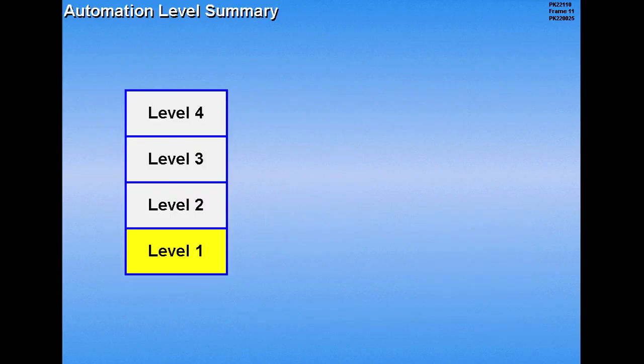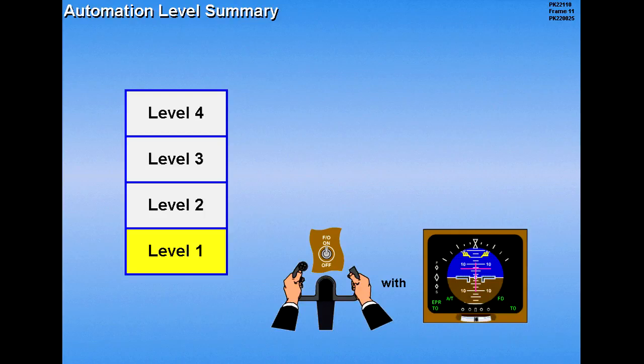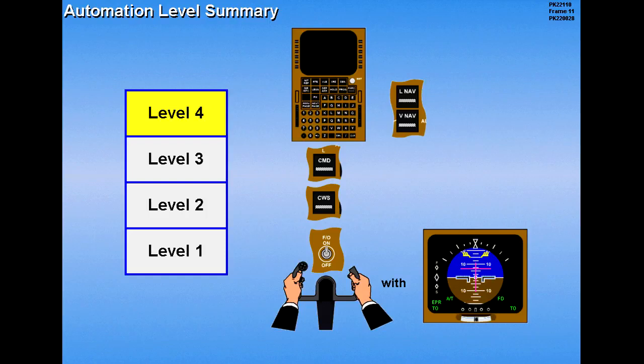In summary, Automation Level 1 is associated with hand flying while referencing the flight director. Level 2 with the CWS switch. Level 3 with the command switch. And Level 4 with the FMS.